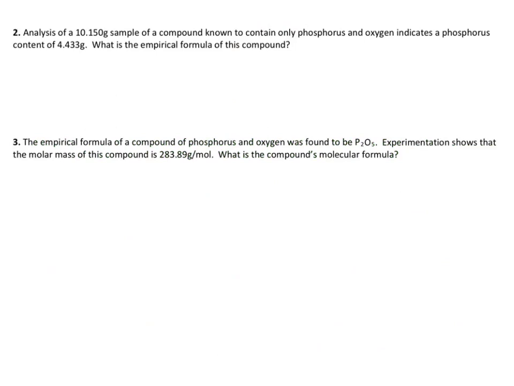All right, so we have phosphorus and oxygen. It says that a sample of 10.150 grams of a compound known to contain phosphorus and oxygen has a phosphorus content of 4.433 grams. It is asking for the empirical formula, so we need to do percent to mass, mass to mole, divide by small, multiply to whole. However, it does not give us the oxygen content. It does give us the total, though.